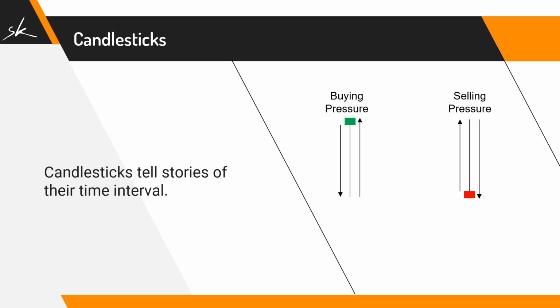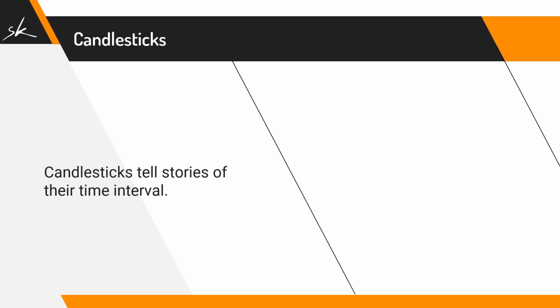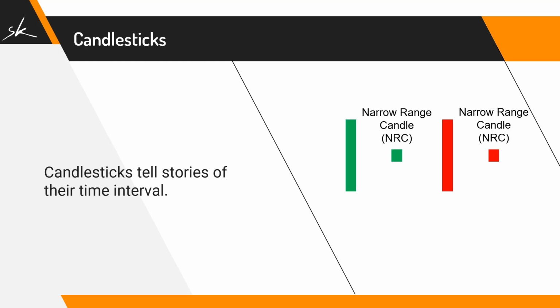we had selling pressure. Some candles can be small in size, which means during this time interval prices were trading in a tight range. Such candles are called narrow range candles. Some candles can be big in size, which means during this time interval prices were volatile and moving in a big range. Such candles are called expanded range candles.